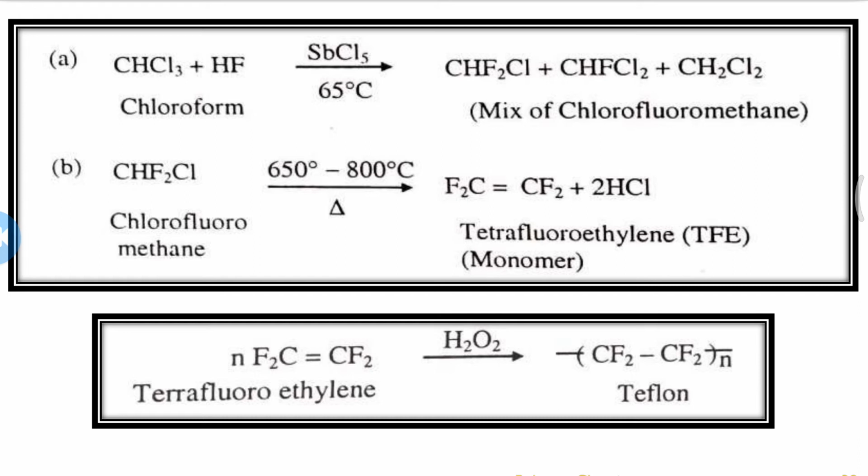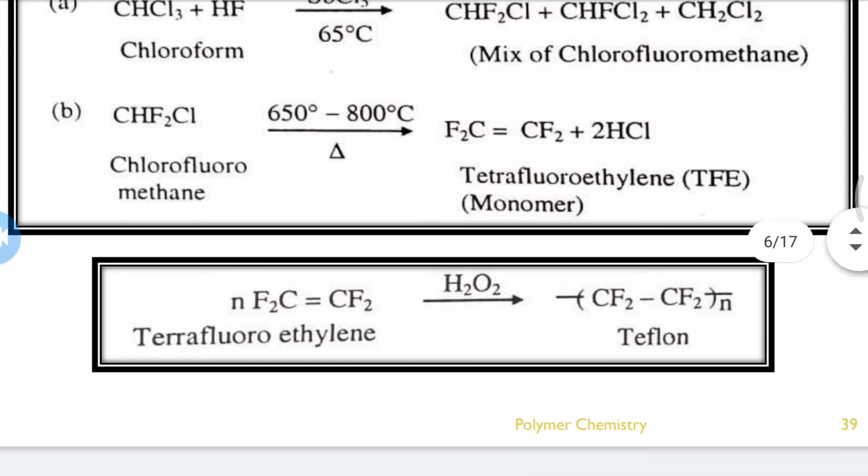First, chloroform converts to chlorofluoromethane, and chlorofluoromethane converts to TFE, and this TFE, tetrafluoroethylene, is treated with H2O2 to form Teflon. What is the formula of Teflon? (CF2-CF2) n times. Okay, so remember this: tetrafluoroethylene is F2C=CF2, and it is polymerized to form Teflon.